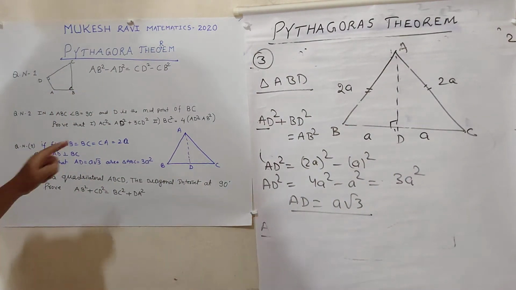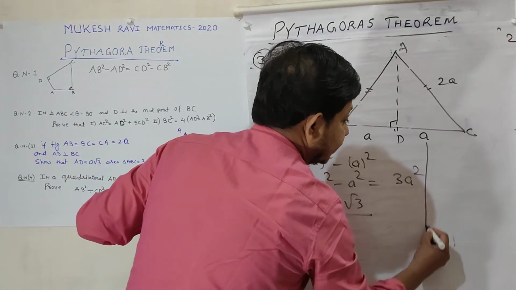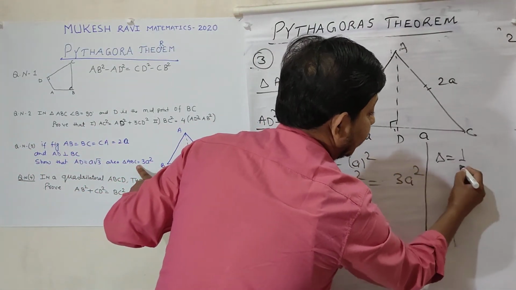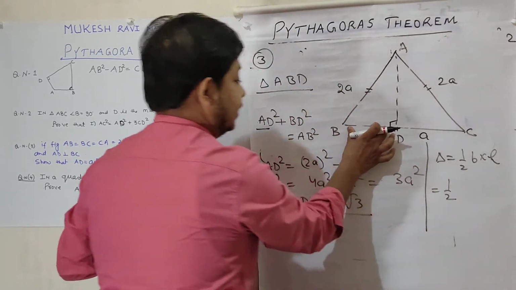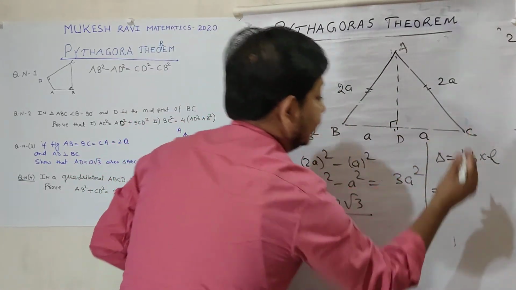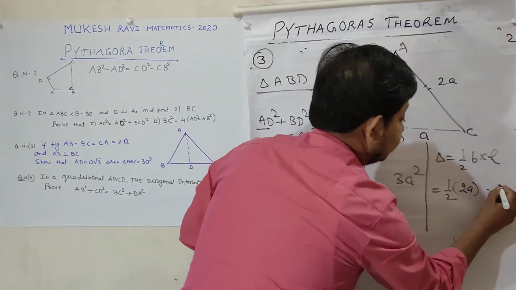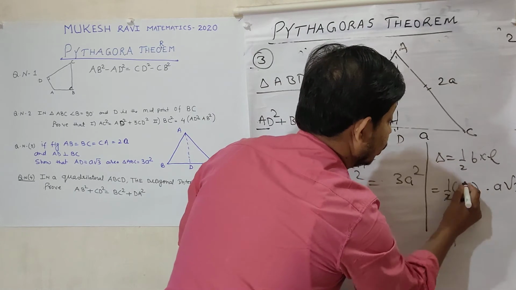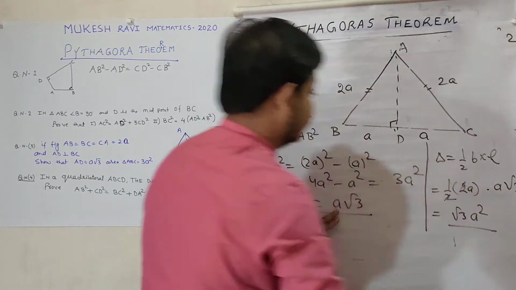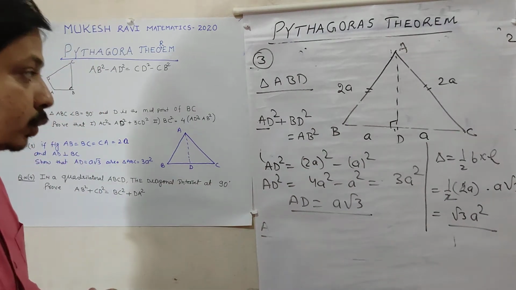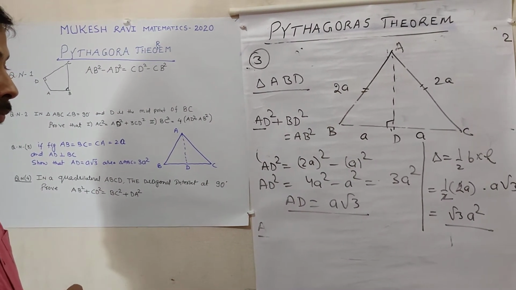Over. Now the second part of the question is the area of triangle ABC. Area is equal to 1 by 2 base into height. 1 by 2. This is A. This is A. This is 2A. Height is A root 3. 2 cancel. Root 3 A square. Very simple.